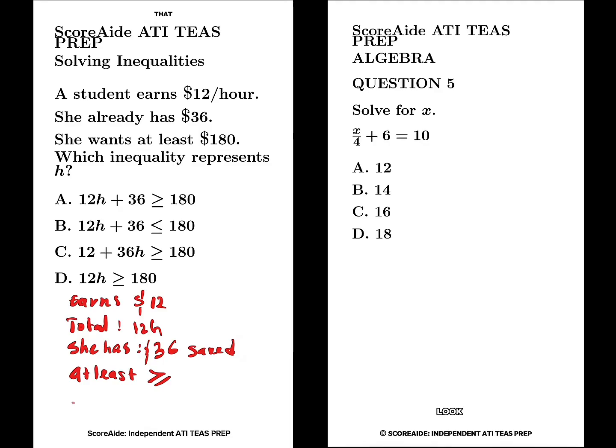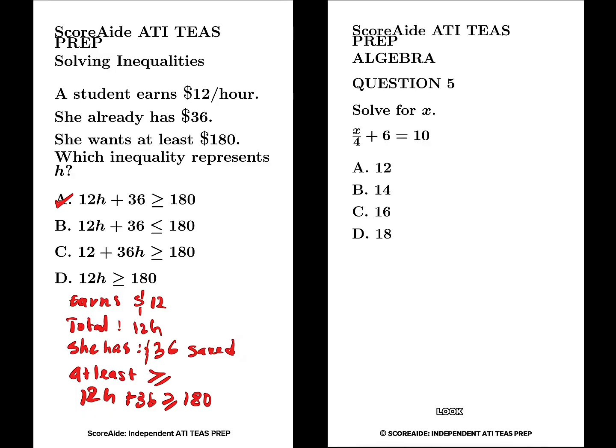So you will see that she will need to put in 12 times 8 hours plus the amount of money that she already has, it should be greater than or equal to $180, right? So she already has $36 and she needs to put in 8 hours times 12 to have at least $180, right? So therefore the answer to this is A. Remember, A, at least is greater than or equal to. So it's gonna be A.